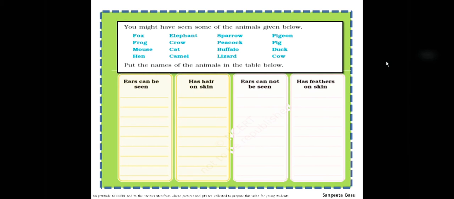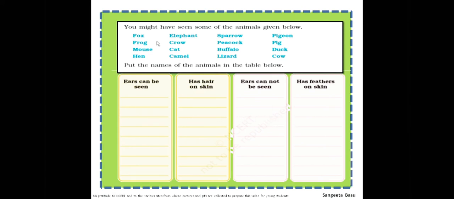Now here you might have seen some of the animals given below. This is again an exercise from your textbook. In the box we are seeing there are so many names of animals like fox, elephant, sparrow, pigeon, frog, crow, peacock, pig, mouse, cat, buffalo, duck, hen, camel, lizard and cow. What are we to do? Put the names of the animals in the table below. You can see there is a table here. What are the headings? Ears can be seen, has hair on skin. Ears cannot be seen, has feathers on skin. So we have to classify these animals and write them in the table given below.